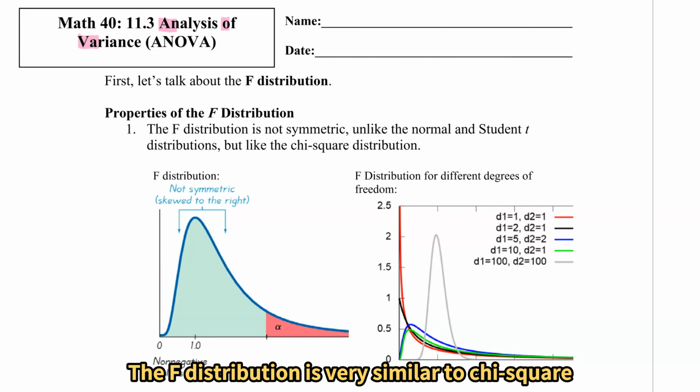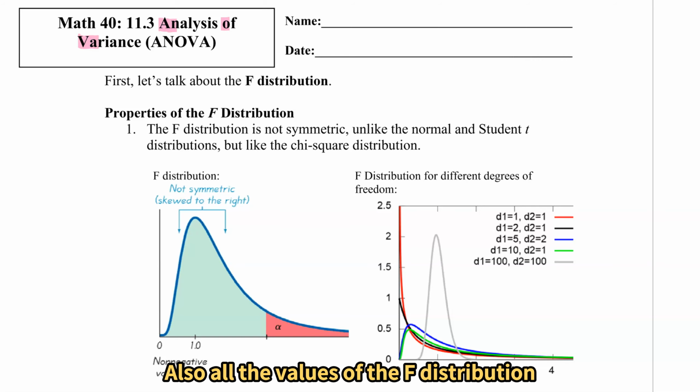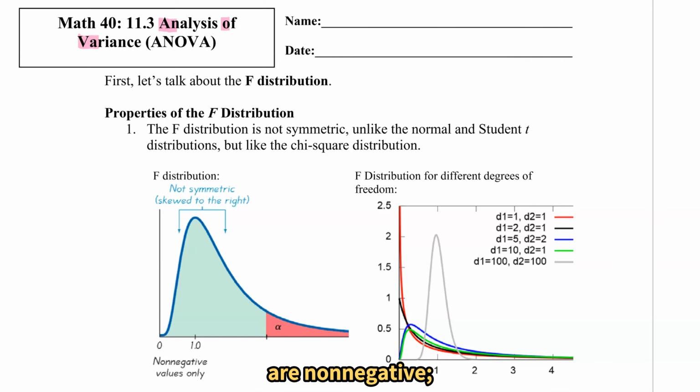The F distribution is very similar to chi-square in that it is not symmetric and skewed to the right. Also, all the values of the F distribution are non-negative. 0 or positive numbers are acceptable.